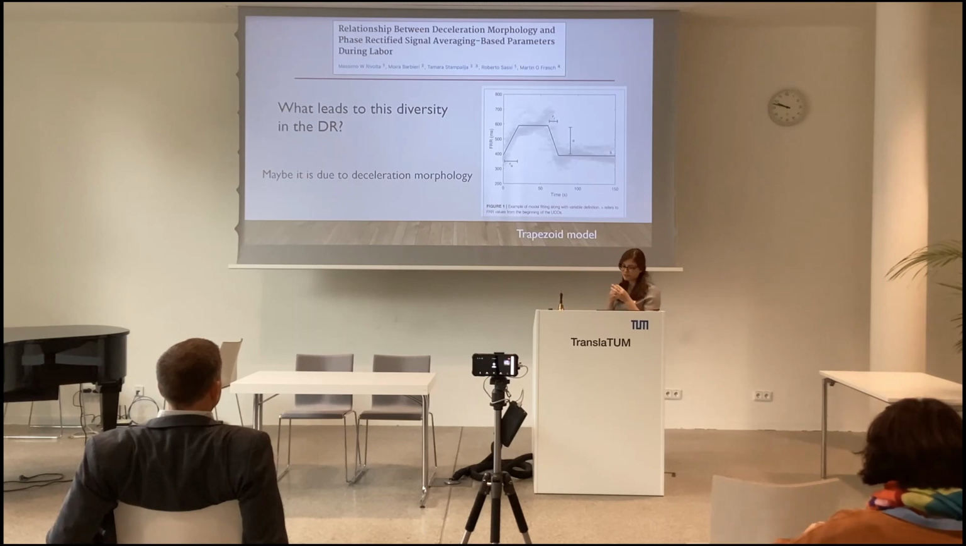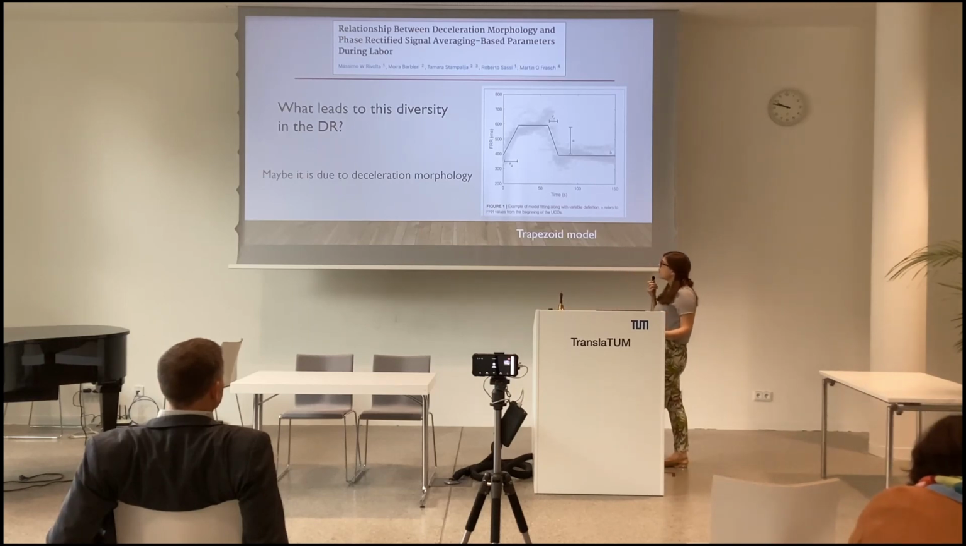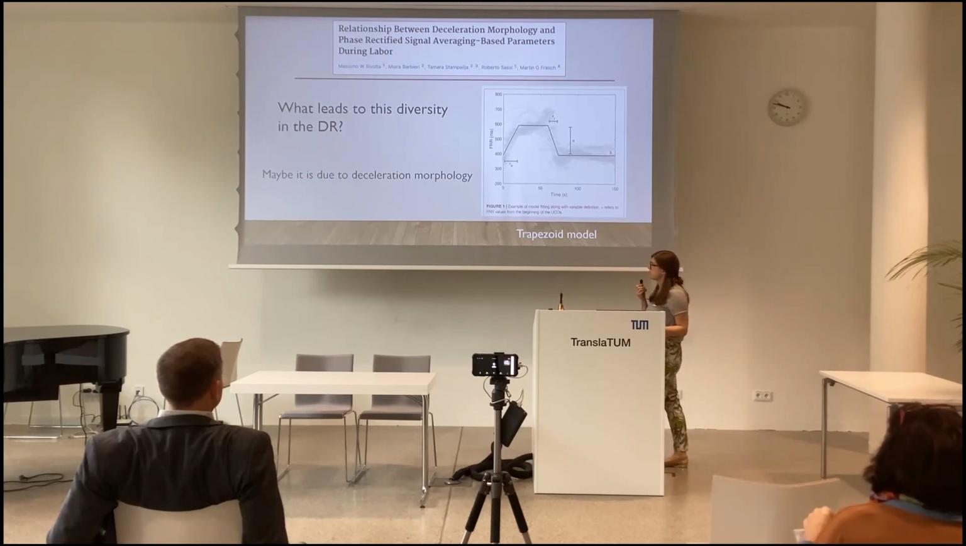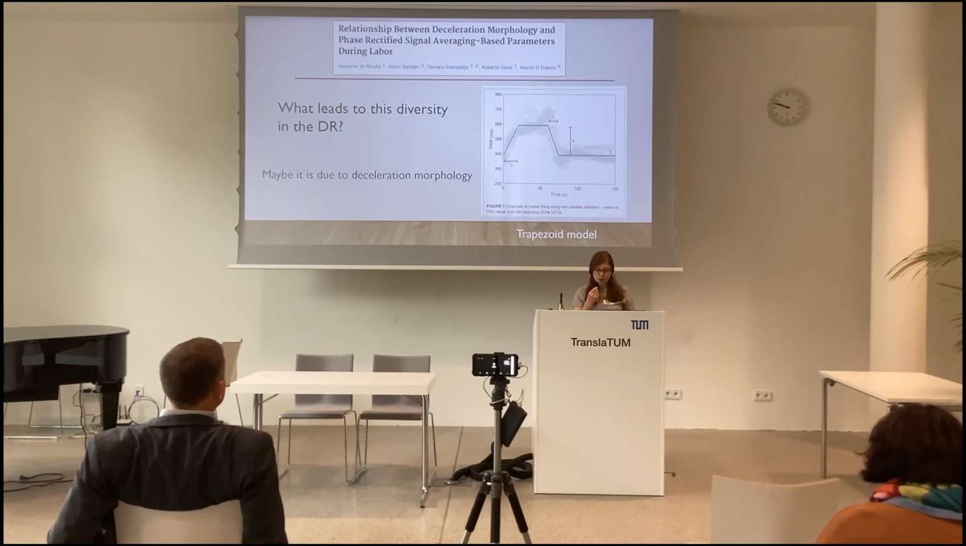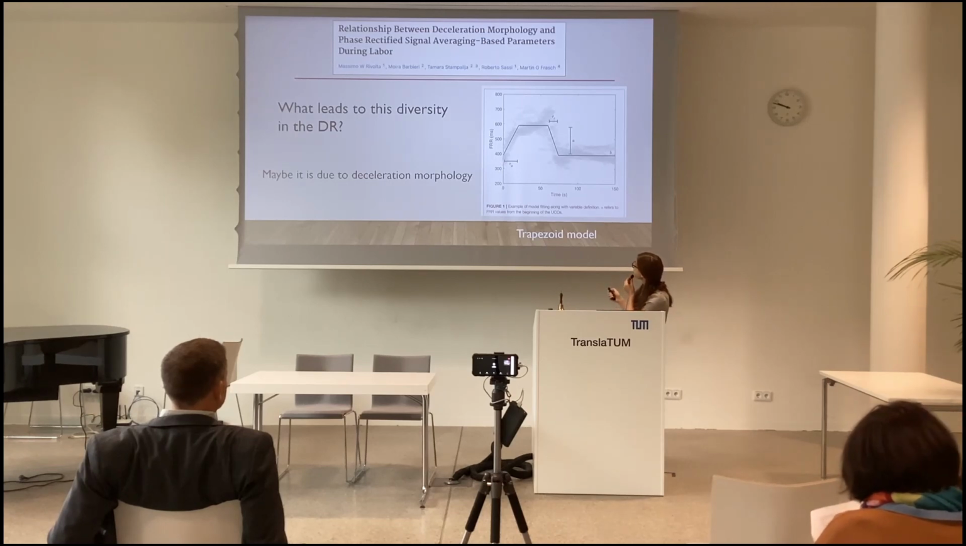So then basically we asked ourselves what leads to this diversity in the DR, and we answered ourselves that it probably is due to the deceleration morphology. So very recently we published a new paper in which we try to describe the morphology of the deceleration. We did a very simple analysis. Basically we take a deceleration and we put a trapezoid on it. And for sure this trapezoid had its own morphological parameters.